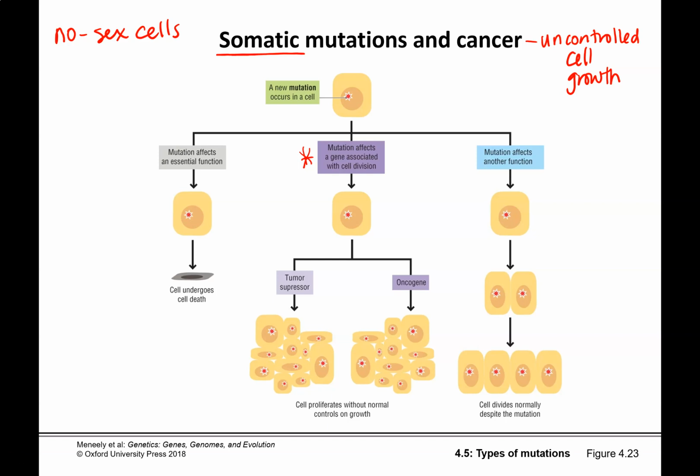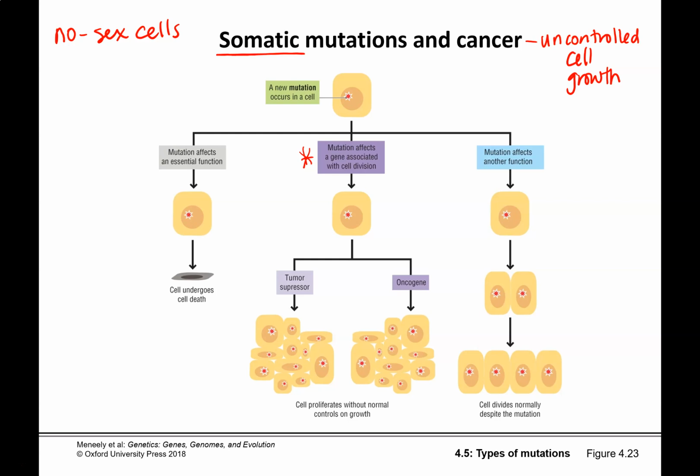So some genes have the normal function of keeping cell division in check. So these are genes that are involved in cell division and whether or not that process is going to continue. Those are our tumor suppressor genes. So they allow the cell division process to go, but they keep it from happening too much. So if you have a mutation in a tumor suppressor gene, that mutation is going to allow for unregulated cell growth and therefore a tumor.